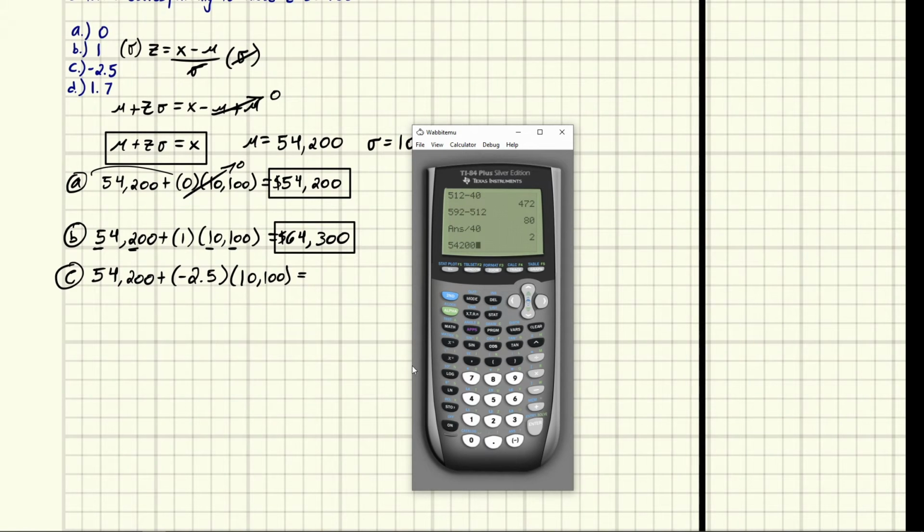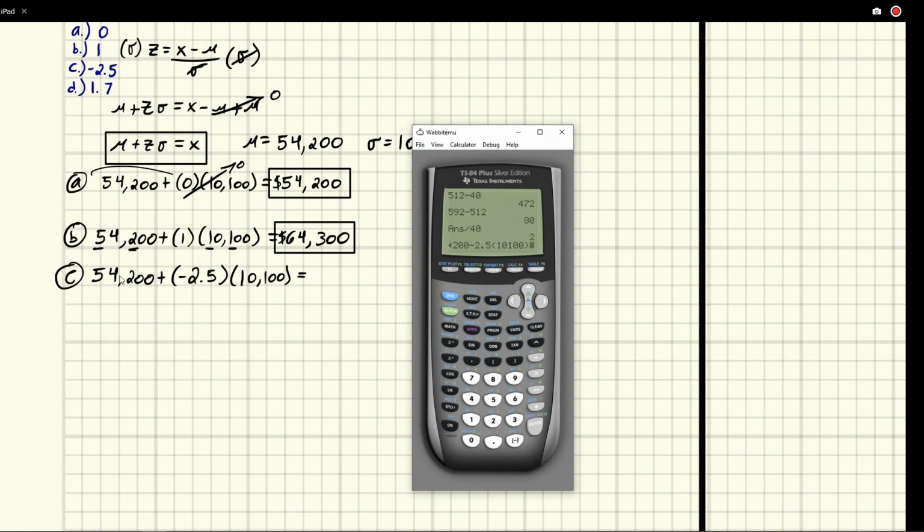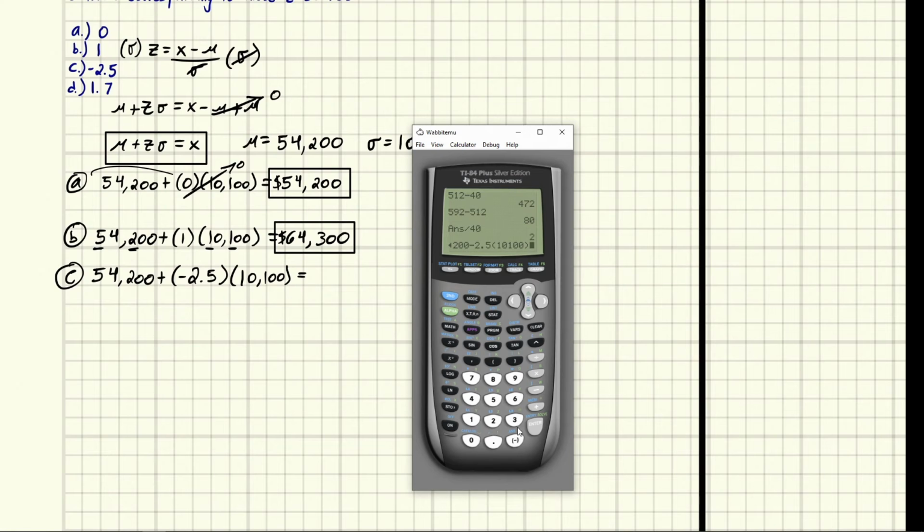plus, or in this case it's going to be positive times a negative, so we're just going to put minus 2.5 parentheses 10,100. So the way I've entered it here, I've kind of optimized it to put it in the calculator, but if you typed it exactly as it appears, with the plus parentheses, minus 2.5 parentheses, this would also totally work. If you use that though, make sure you use the negative sign instead of the minus sign. On these calculators, there's a difference.